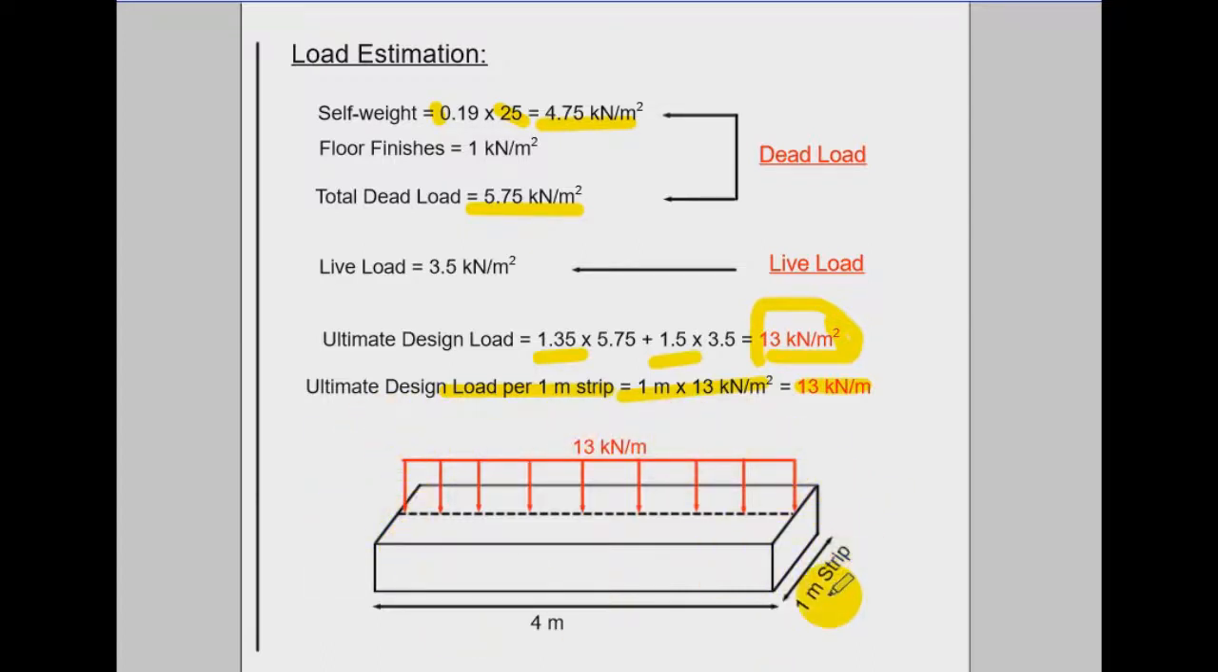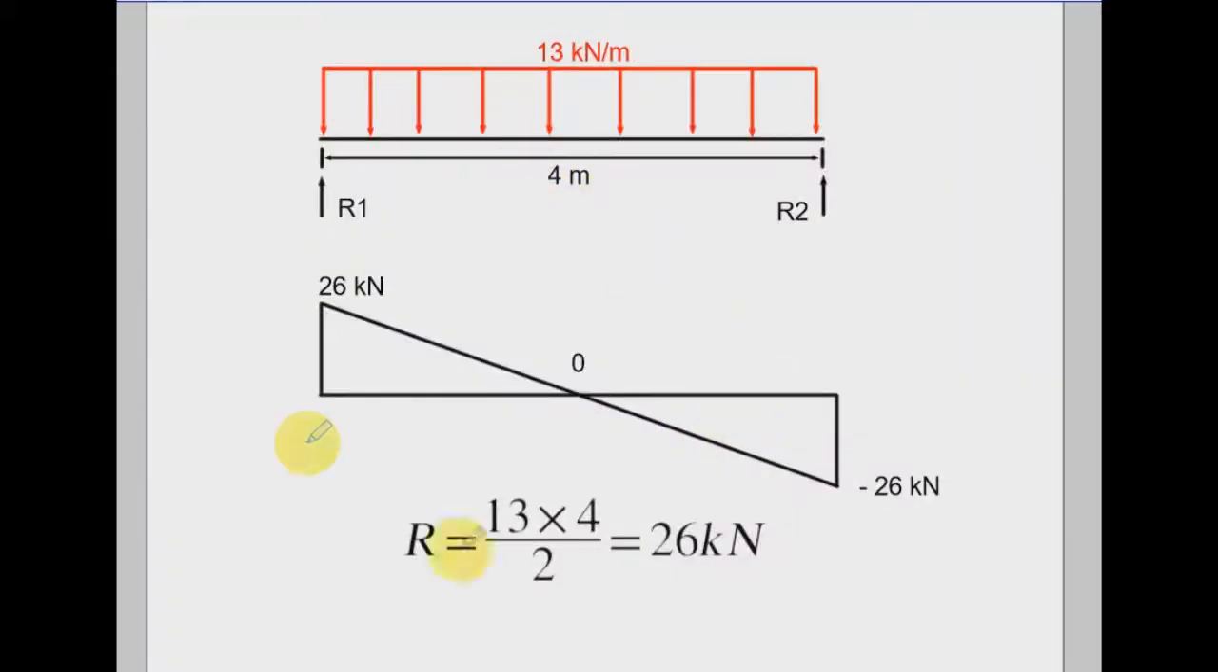Okay, this is the 1 meter strip, and this is the effective span. You have this UDL in kilonewton per meter. Now we can very easily work out the shear force and the bending moment. So the shear force, simply, since we have a symmetrical loading on the member, so definitely the R, either this one or that one here, is equal to 13, which is the load, times 4, which is the span, divided by 2. So for this one, we have a positive shear force, and here we have a negative shear force, but that doesn't really matter because we don't care much about the sign.